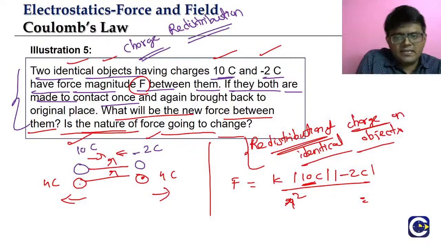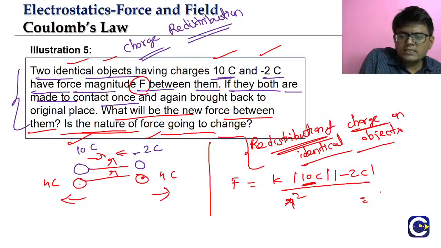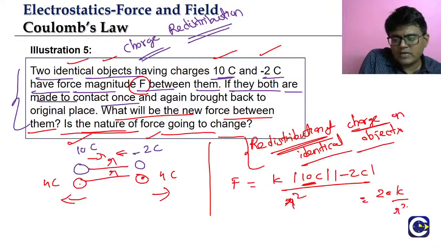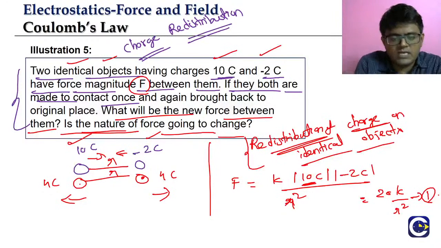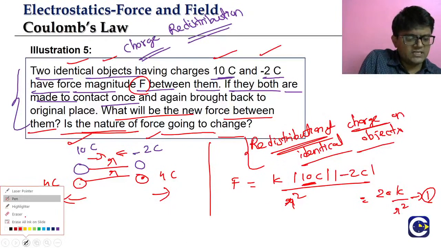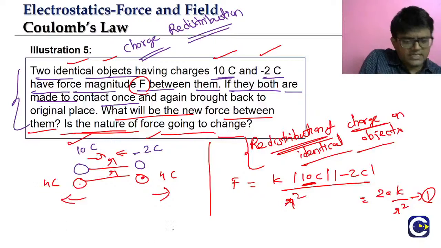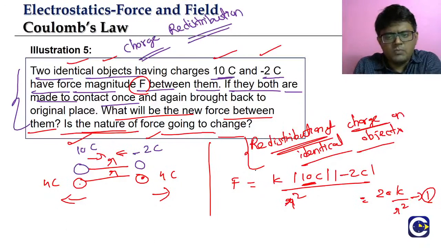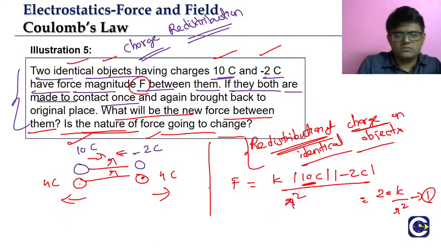This is 10, modulus of 10, and modulus of minus 2 means 2. So look at this, considering only the values, it is 20k by r square. So let us take this as equation 1: F equals 20k by r square. How does it come? We just take Coulomb's law formula and substitute those values.